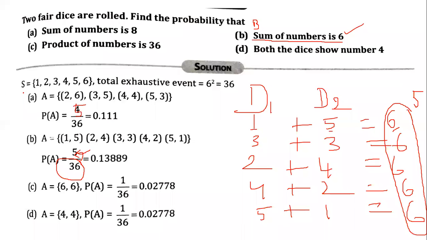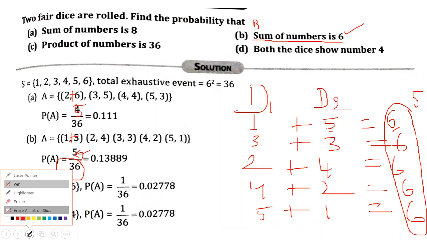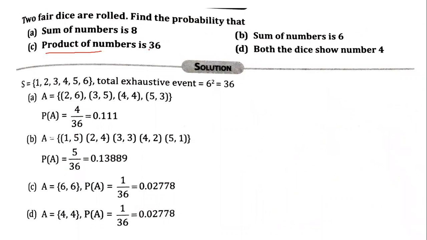Okay. So the first one we got the sum as 8, the second one we got the sum as 6. These are the first two questions. Now going on to the third one, the product of the numbers is 36. If dice 1 gives a number and dice 2 gives a number, when we multiply them, the answer should be 36. Let us check with every number.